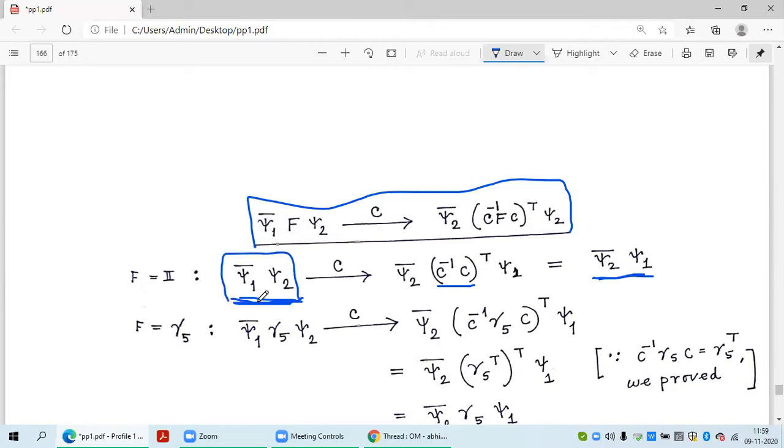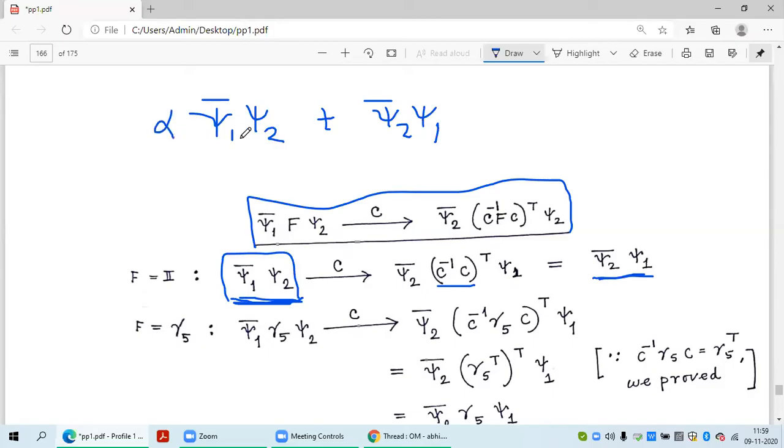So if you want a Lagrangian containing psi1 and psi2 which should be invariant under charge conjugation, then if your Lagrangian contains a term psi1 psi2, it will not remain invariant under charge conjugation. The Lagrangian should also contain this term together, so that under charge conjugation, this term becomes this and this term becomes this. As a whole, the Lagrangian remains invariant. Clear?